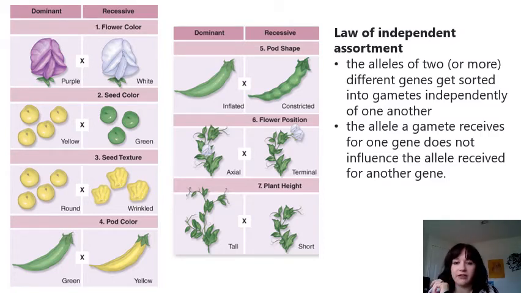And so these alleles get sorted into gametes independently of one another. The allele that it gets for one trait doesn't affect the allele that the gamete gets for another gene. For example, just because an egg has the allele for white flower has no impact on whether or not that gamete is going to get the allele for green or yellow seed color.